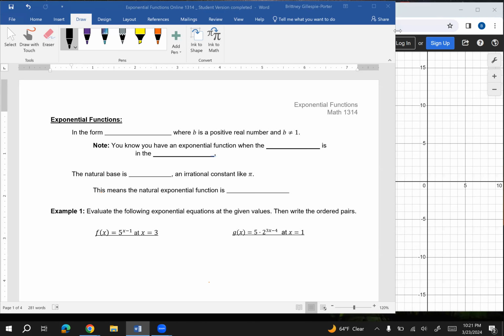So today we're going to learn about exponential functions. Exponential functions are in the form f of x equals b to the x, where b is a positive real number and b is not equal to 1. You know you have an exponential function when the variable is in the exponent.